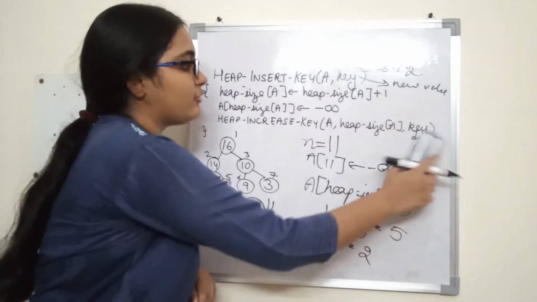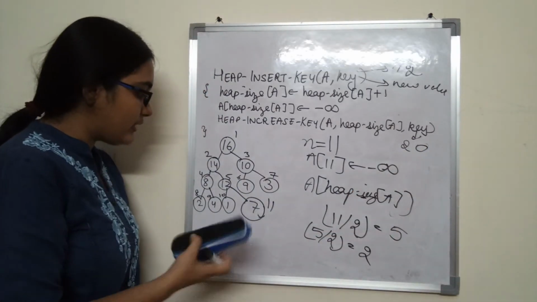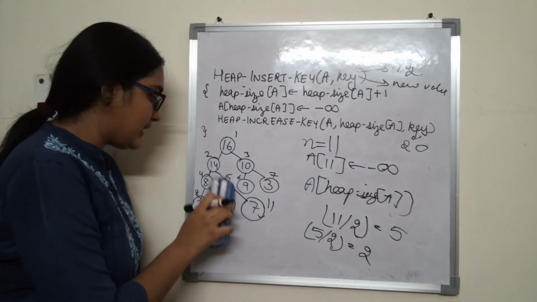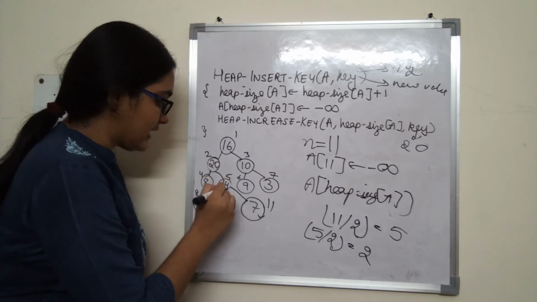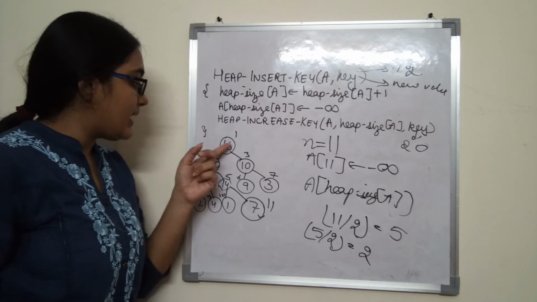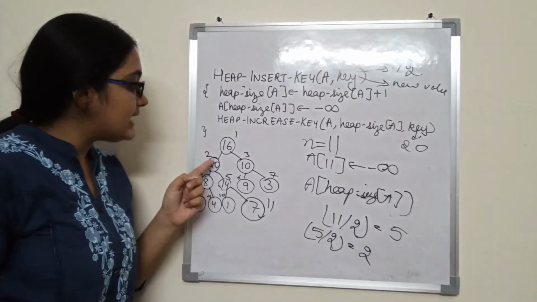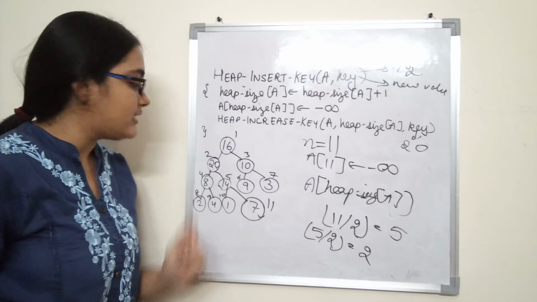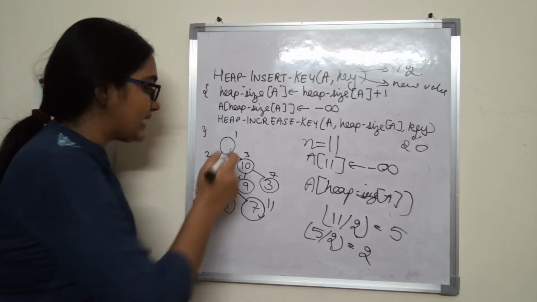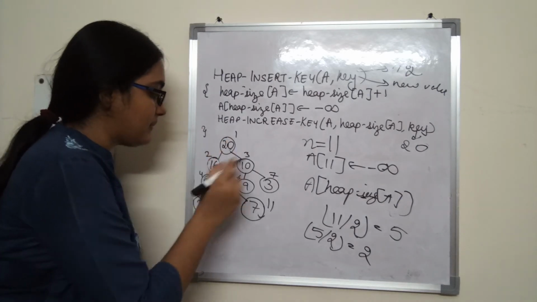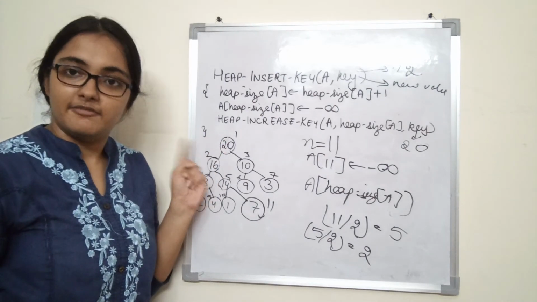Let us say if it would be 20, then what would happen? It would again be greater than its parent, then 20 and 14 would be exchanged. And when we compare it again with the parent, 20 is again greater than its parent, so 20 and 16 would be exchanged. And since 20 is the maximum element in the heap, it is present at the root. So the max heap property stands valid.